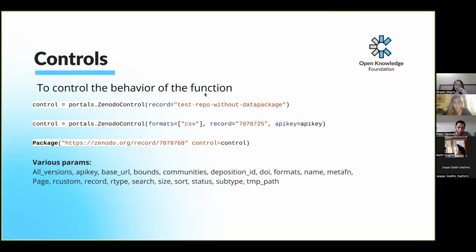So we can set the parameters using the Zenodo control class, and we pass it like this. We pass the control object and then set the parameter of the plugin. We can either pass it in the package class while we are creating the instance of the package, or we can also pass it in the functions, which I'll show later in the demo. So this is how the controls work.